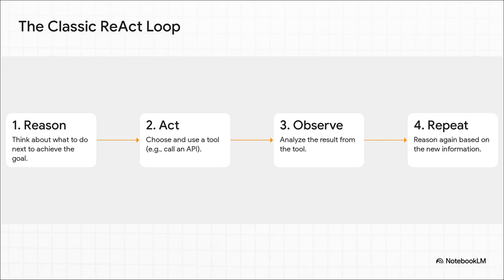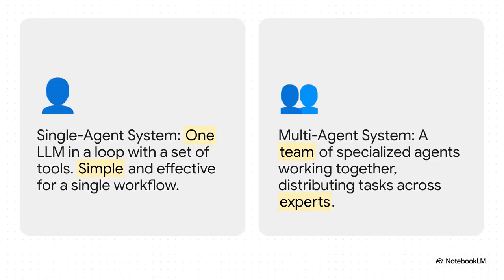Now, you can build these systems in two main ways. You can have a single agent, which is kind of like a lone expert, simple and really effective for a specific task. Or, for more complex problems, you can build a whole team of agents. You can have a manager agent that breaks down a project and then delegates the work to specialist agents, like one for writing and one for data analysis.